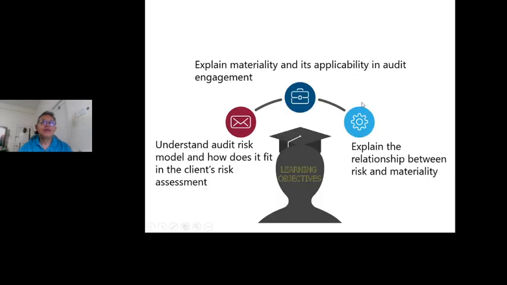For this particular topic, we expect the student to attain these objectives. One is to understand the audit risk model: what is risk and the audit risk model, and how this particular risk fits in the client risk assessment. The next part is to explain what materiality is and its applicability in an audit engagement. And the last part is that you must be able to explain the relationship between risk and materiality.